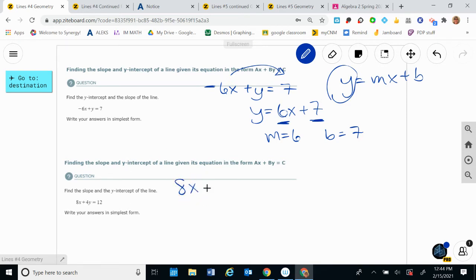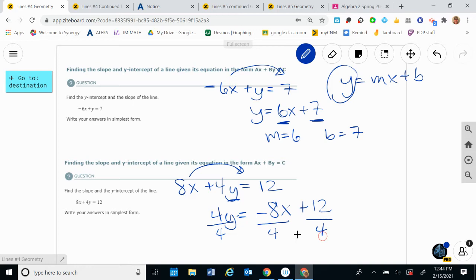Here you have 8x plus 4y. Again, if you want to try it on your own, pause. Okay, we need to solve for y. So we're going to move the 8x over and change the sign. -8x, we're subtracting it from both sides. It will cancel out. You're free to show the work if you want to. Now we need to get rid of the 4, so we have to divide everything by 4. So you get y is equal to -2x plus 3. So you are now in slope-intercept form.